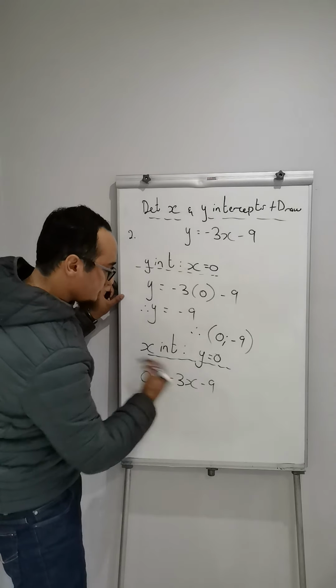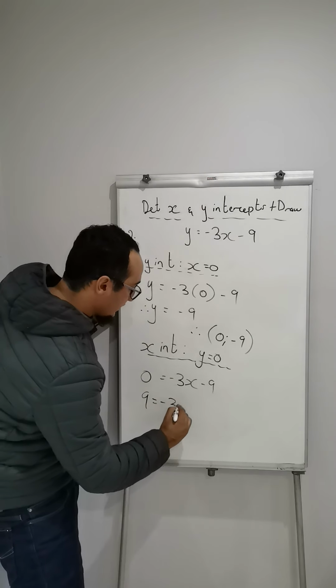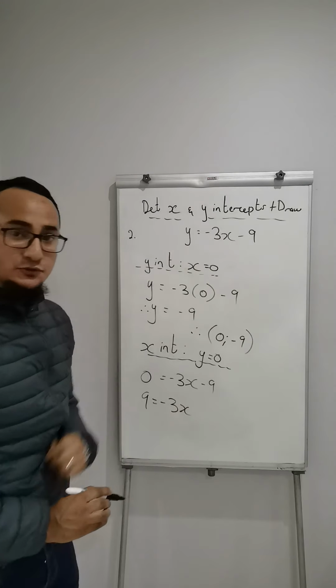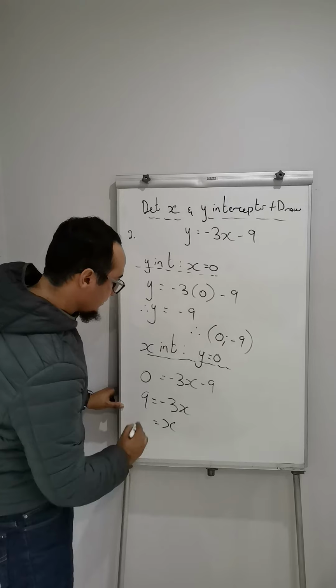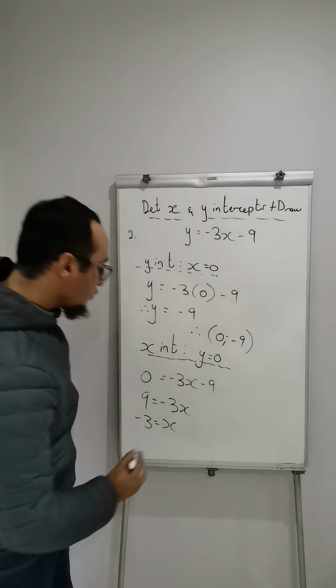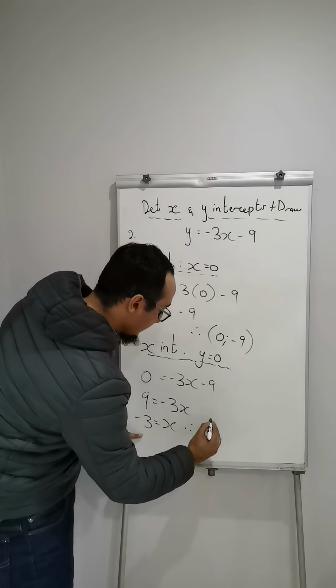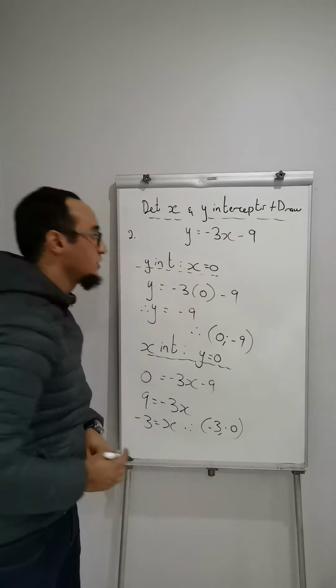Let's say I take negative 9 over, it becomes positive 9 is equal to negative 3x. And we all should know how to solve for x from here. I find x is going to be equal to negative 3. Okay, what's the coordinate? The coordinate is the x value first, the y value second, and then I start drawing.